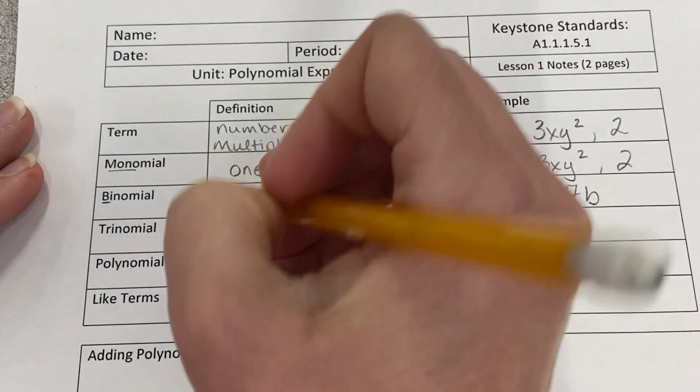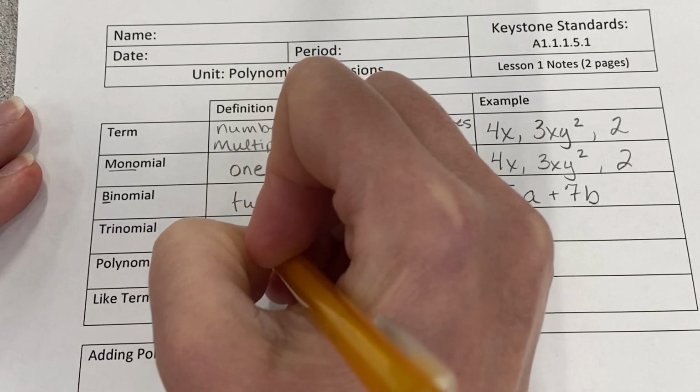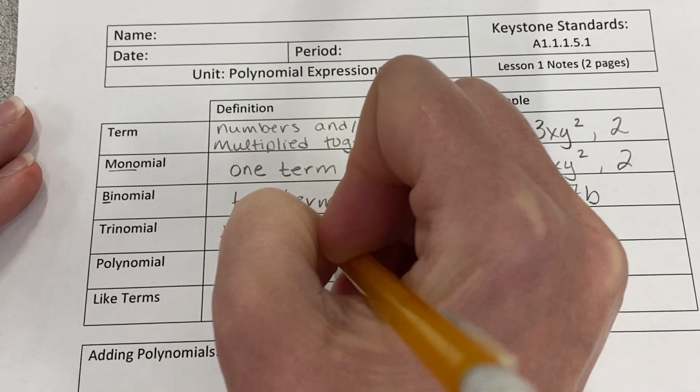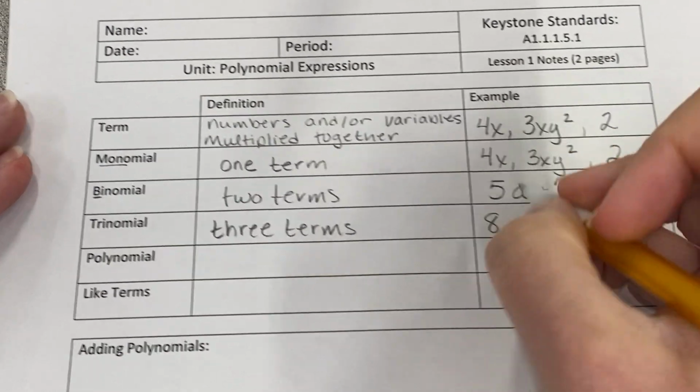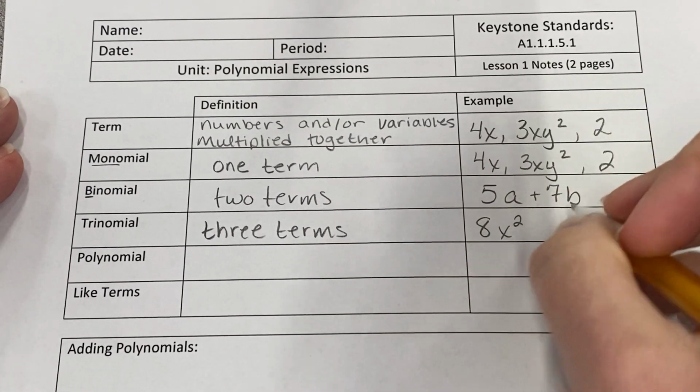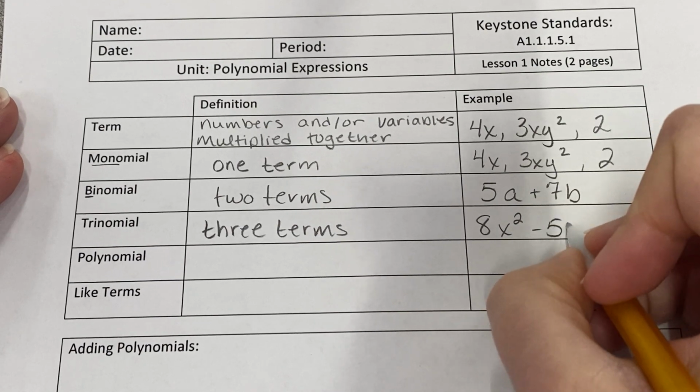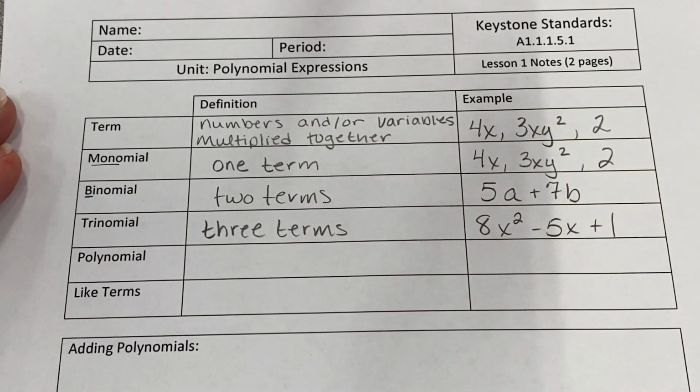A trinomial is 3 terms. Okay, an example would be 8x squared minus 5x plus 1. So 3 terms, 1, 2, 3.